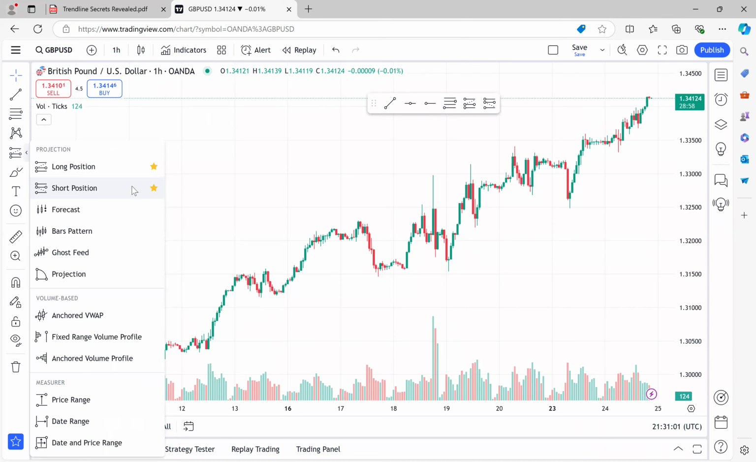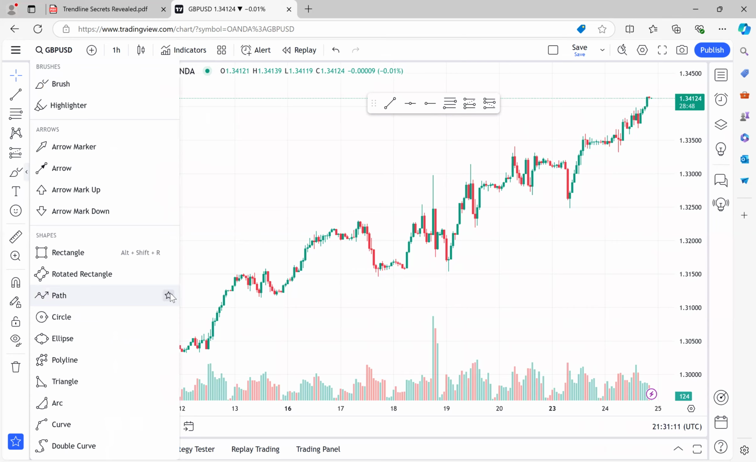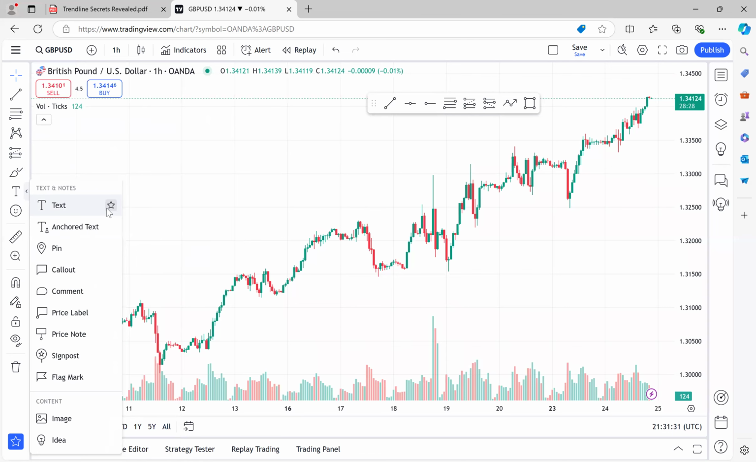The short position is used to set your stop loss, your entry price, and your take profits when you're looking to take a sell trade. So when you hear short, it's sell. When you hear long, it is buy. Now we have part two. You have to select that too. You can use the triangle as well as support and resistance on your TradingView.